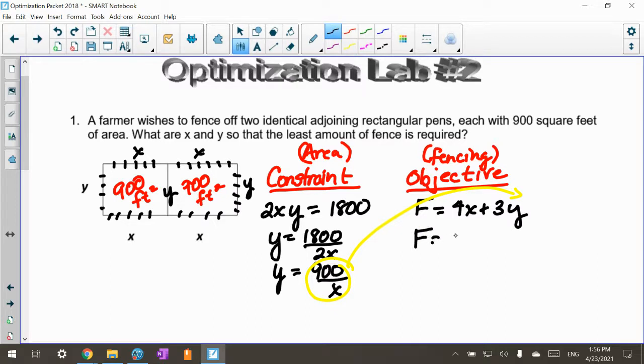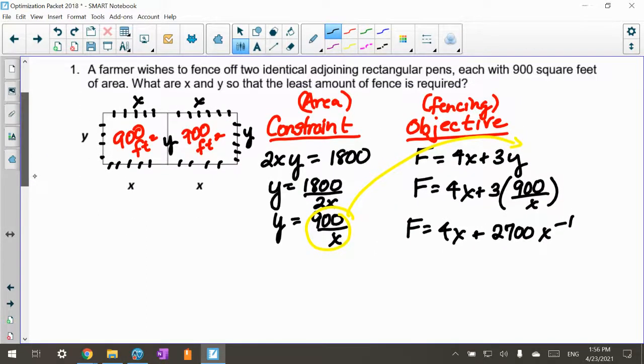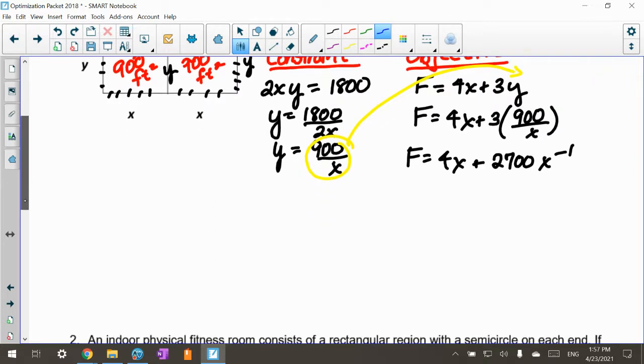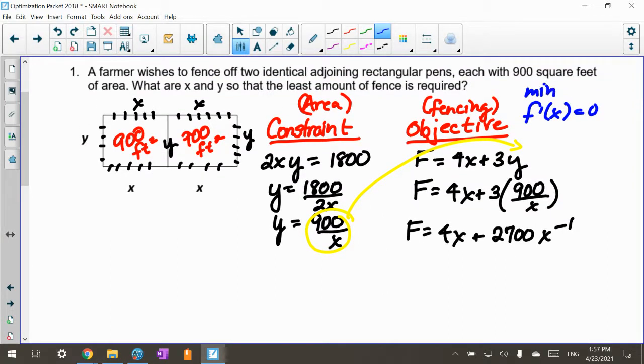So my fencing equation is 4x plus 3 times 900 over x, or 4x plus 2700x to the negative 1. I just moved the x up and got it set, because we've done a lot of these now, and when I do my first derivative and put it equal to 0, that's going to show me the x that gives the least amount of fencing. So we're looking for a minimum here.